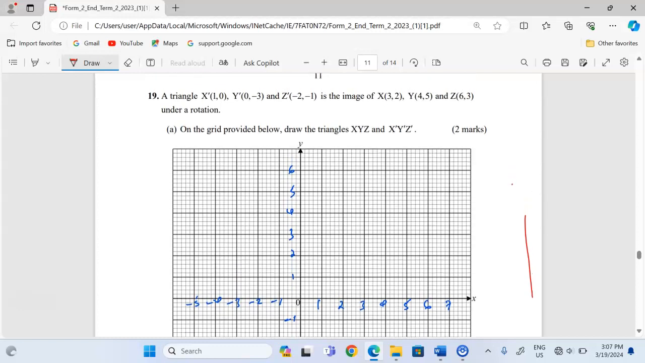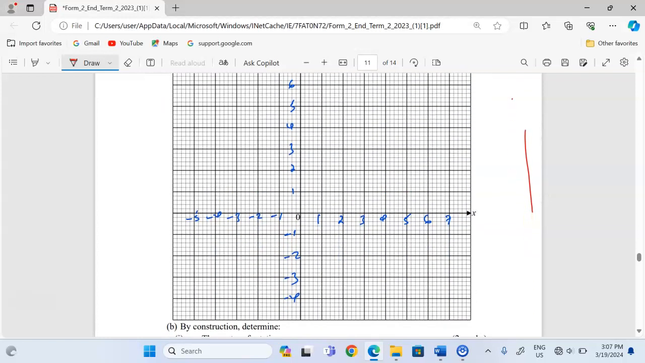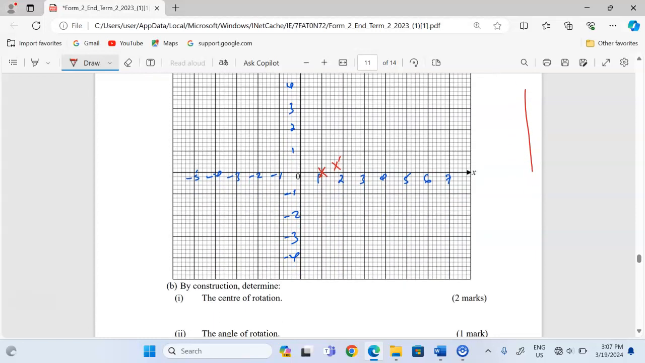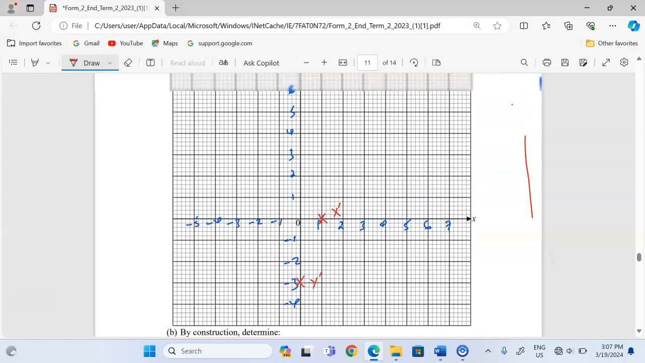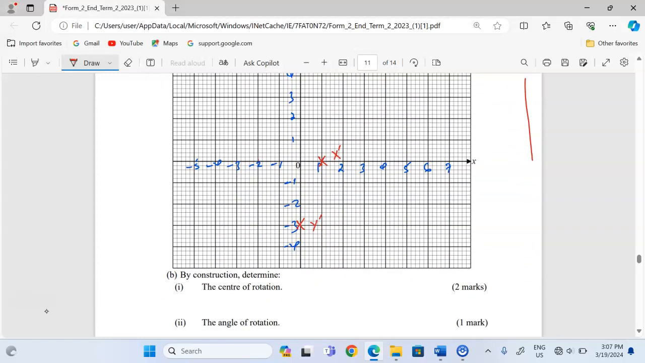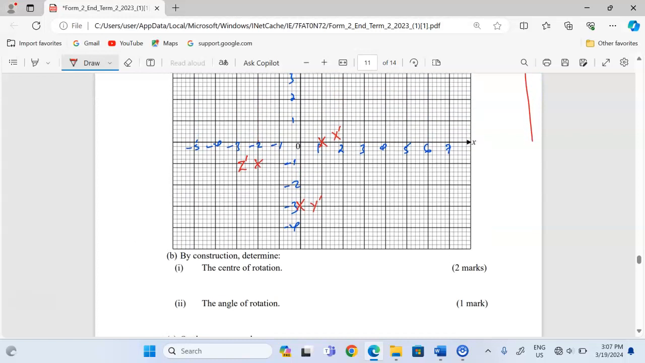Let me start by drawing X'Y'Z'. So (1, 0), the coordinate will be found here. That is (1, 0). The coordinate will be our X'. Then Y' is (0, -3). So (0, -3). The coordinate is going to be here, Y'. We also have another coordinate, (-2, -1). So (-2, -1). The coordinate will be here, Z'. Let me first of all connect these points so that we may get the image.